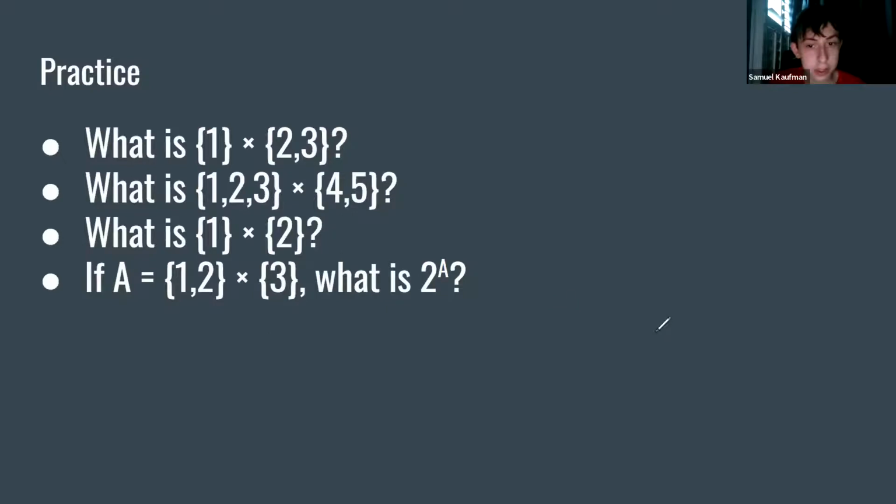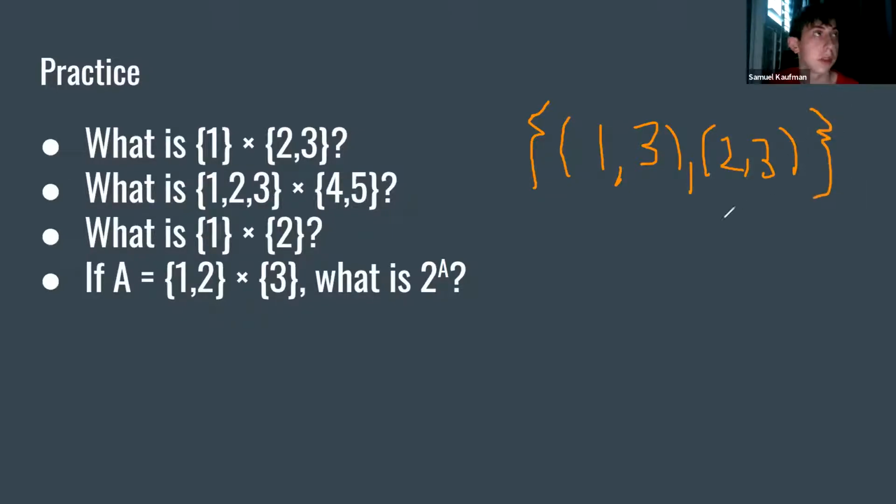So first we're going to find the Cartesian product. So we only have two elements in this set, and then one on this set. So the Cartesian product isn't too hard. It's going to be, that's not the best curly bracket I've ever drawn. So this is the Cartesian product, and this is set A. So now we're going to take the power set of this, which is all subsets of this.